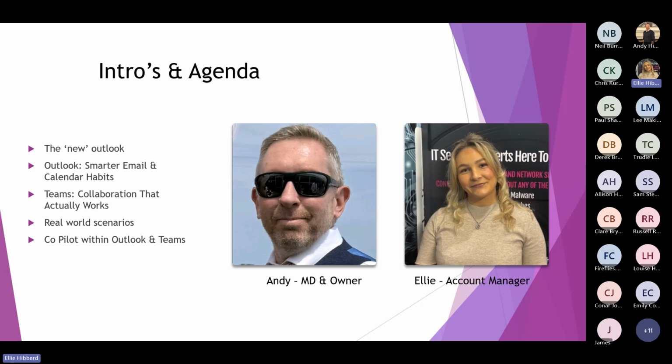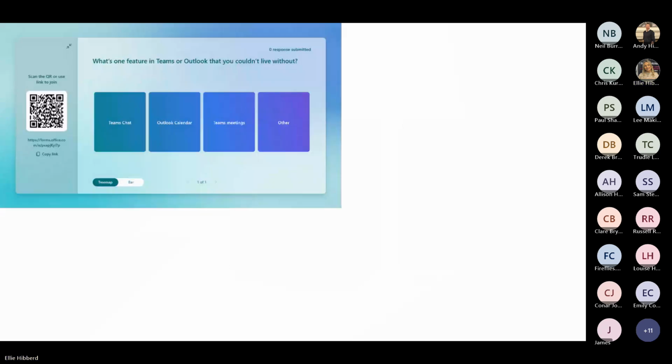So the agenda on the screen today, we're going to be going through the new Outlook, discussing some of the calendar tips and smarter email hacks, going through Teams. Andy's going to be doing some demonstrations on some real world scenarios, and then we'll also have a bit at the end where we're going to go through Copilot within Outlook and Teams. So let's get into it.